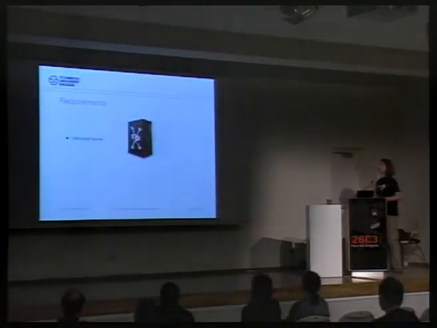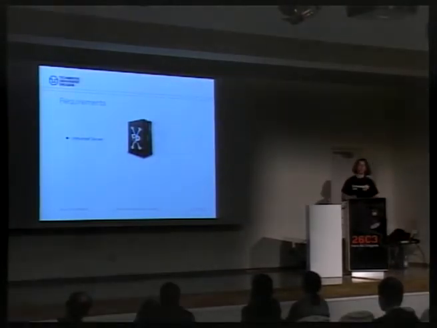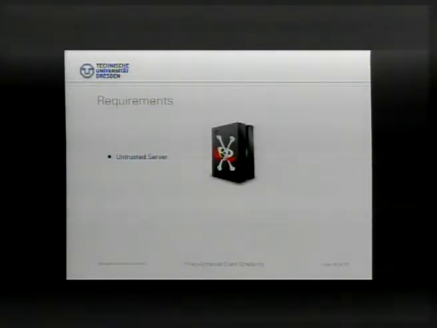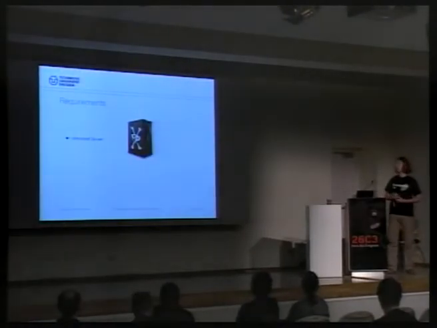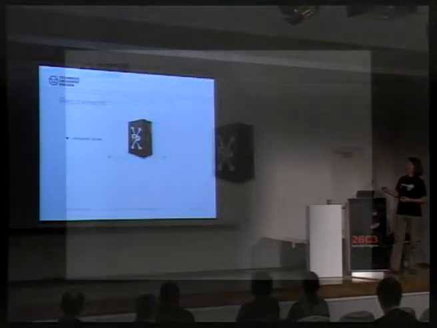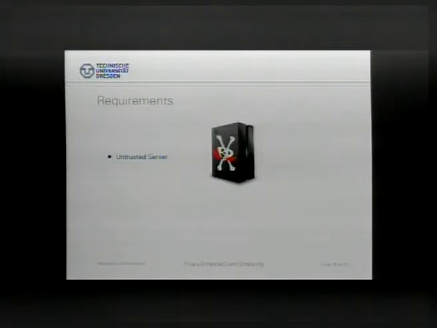Okay, so at first we have some requirements. The first requirement we always have is an untrusted server, because with a trusted server we can solve all the problems. He takes all the dates, all the time slots, and afterwards says what is the best time slot. With an untrusted server, with no trusted entity, other problems come up.